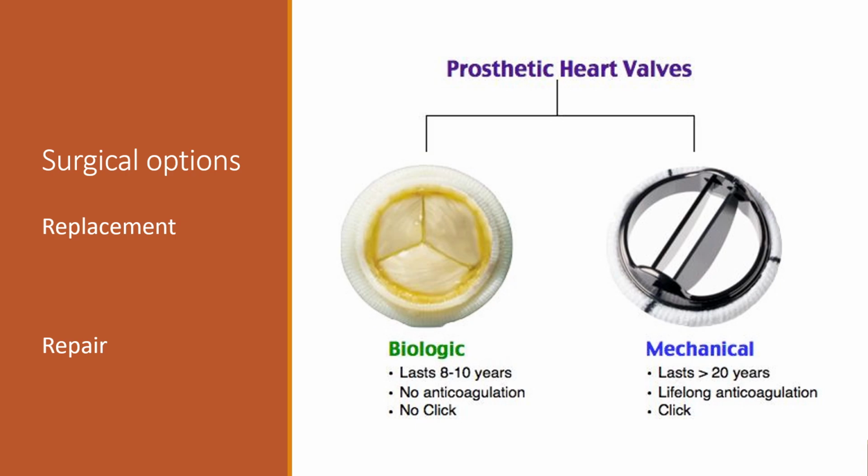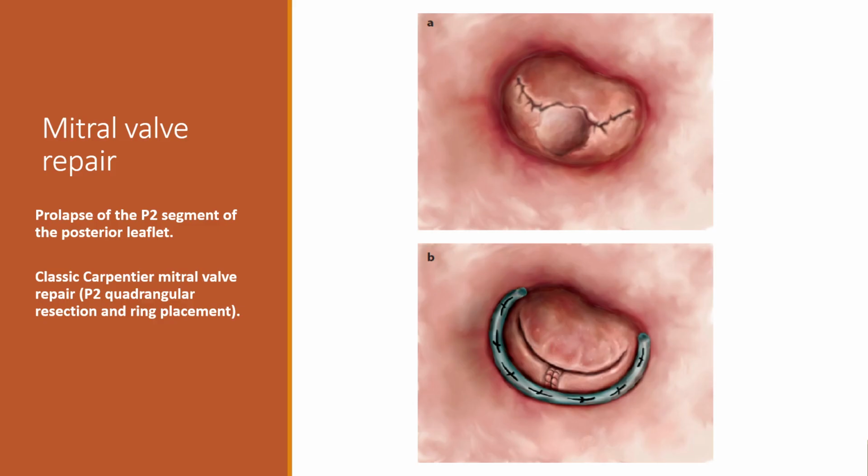So what do we do? We can replace the valve, as I showed you before, with biologic or mechanical valves, or we can sometimes do a repair in prolapse. And this is very popular these days. Why? Because you are sparing the patient a prosthetic valve. You don't put a prosthetic valve.